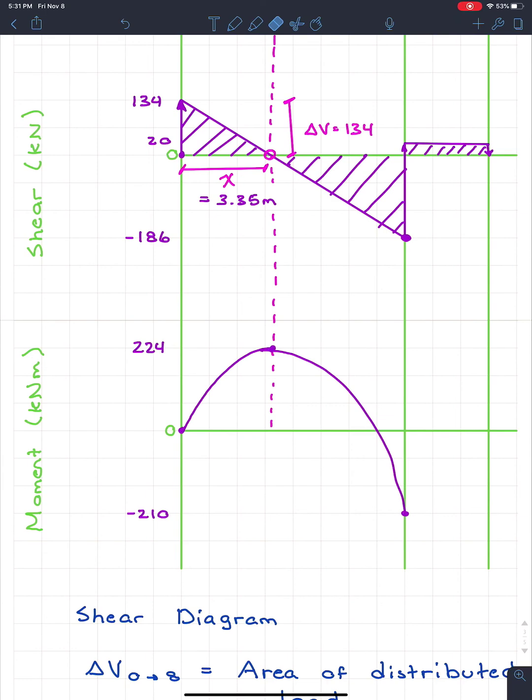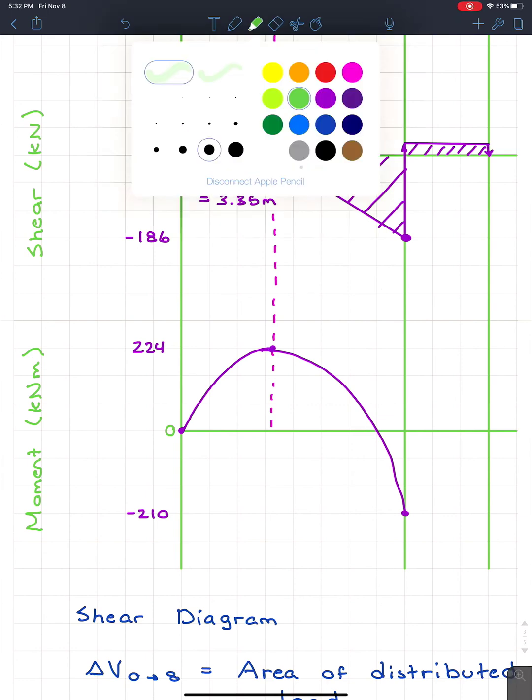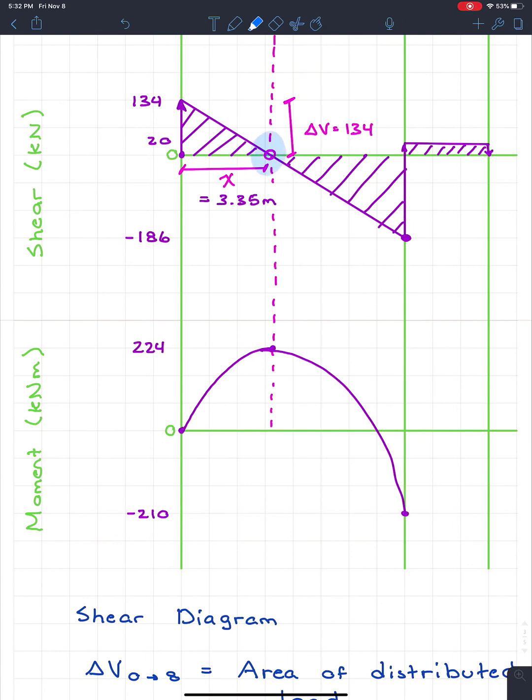Well, in order to find that, I needed to find this point right here. I need to change this color. All right, this color. I need to find this point over here. So that's going to be kind of your hint. The location of maximum moment occurs when the shear is equal to 0. So the shear is equal to 0.